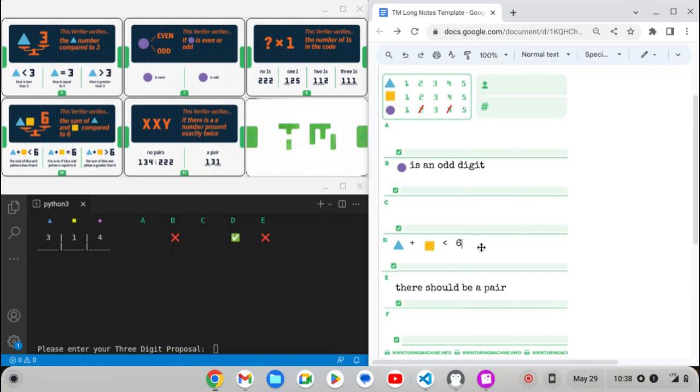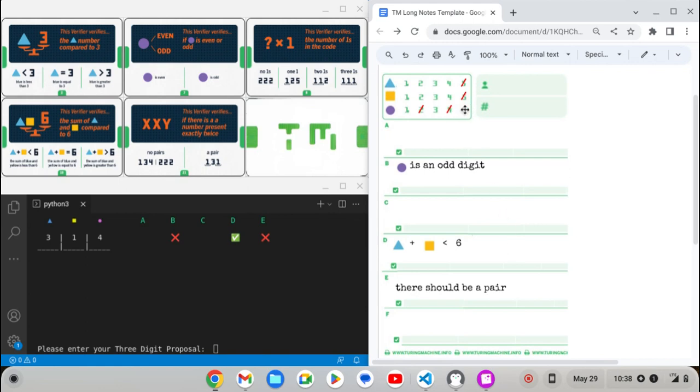So we know that the sum of triangle and square has to be less than 6. So technically, that means that neither triangle nor square could be a 5, because 5 plus anything is either 6 or greater. So I can eliminate the 5s. So at least we know that the 5 cannot be paired up.